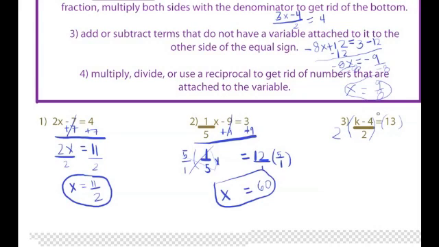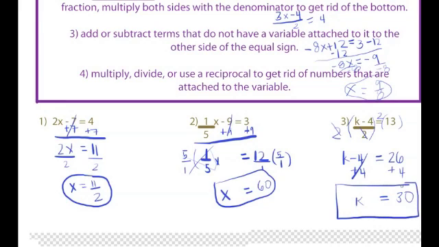So here's a 2, here's a 2. When I multiply on the left side, I just cross them out. If you match the denominators, they just cross out. And I'm left with k minus 4 on the top. And then on the right side, 2 times 13 is 26. And I solve. So moving on to step 3, here's my negative 4 that doesn't have a letter attached, so I'm going to add it to both sides. These guys go away. 26 plus 4 is 30, and that's all I had to do. Nothing to multiply, divide, or reciprocal, because this turned out to be k already.